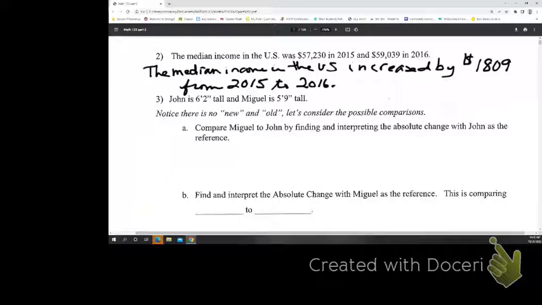So if we're referencing John, this will make more sense, especially as we do the ones that are percents. Compare Miguel to John by finding and interpreting the absolute change with John as the reference. So first off, I need to change the 6 foot 2 inches and the 5 foot 9 inches both into inches, so I can do that subtraction. How many inches difference is there?